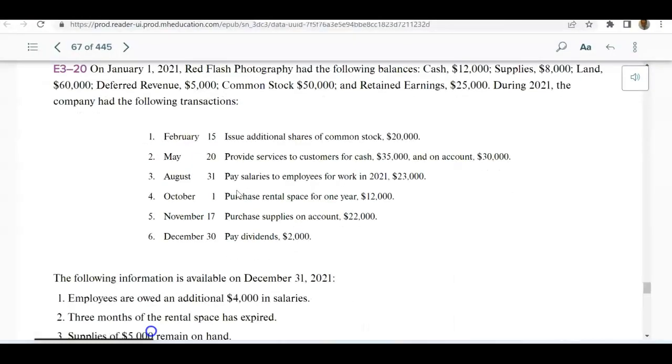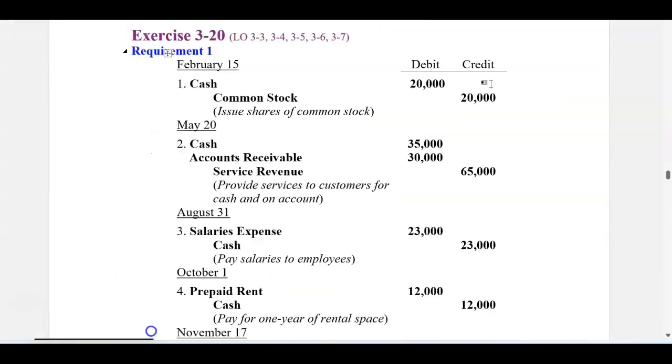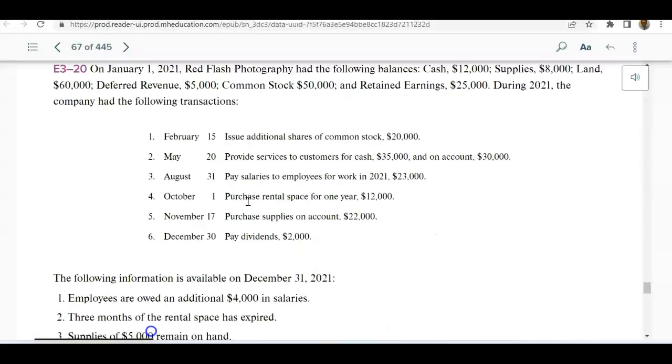The next one, pay salary to employees for work in 2021. That's $23,000. So it's paid. So cash is paid, cash is credited out of your pocket, and then you record it as salary expense for $23,000. So far, so good. Purchase rental space for 1 year.